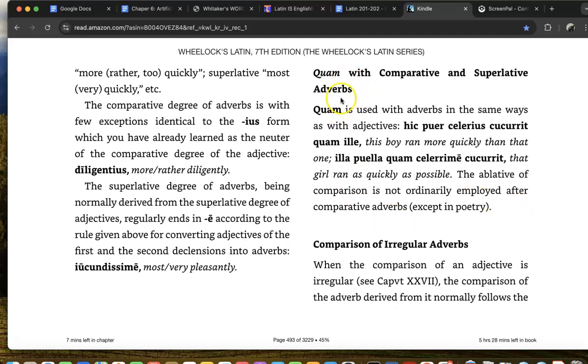We also can form adverbial phrases and expressions using quam, which is very common in Latin. So here's a good example. Quam simply means than, so it functions as a comparison in this particular instance. Hic puer celerius concurrit quam ille. This boy ran more quickly than that one, and then the same example using girl instead of boy.